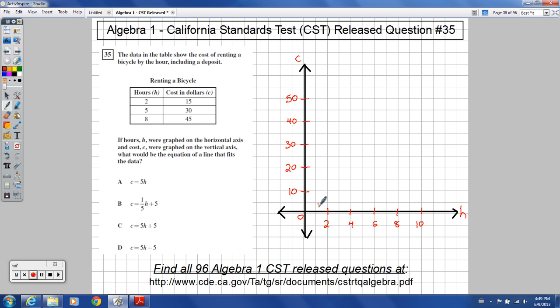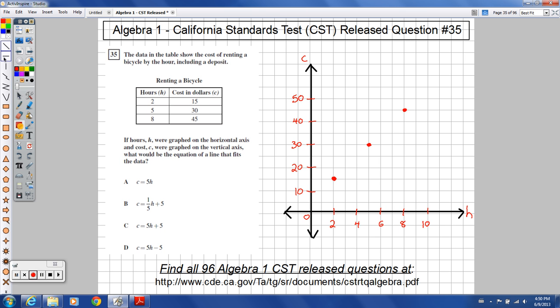It would continue. So we have 2 matching up with 15. 2 hours, $15. We've got 5 matching up with 30, so there's a point right there. And then we have 8 matching up with 45. 8 and going up to 45. Notice the slope remains constant. It goes up by $15 for every 3 hours. $15, 3 hours. That stays constant. And so because of that constant slope, it's going to be a line when you graph this. And now I'm going to get out my line tool.